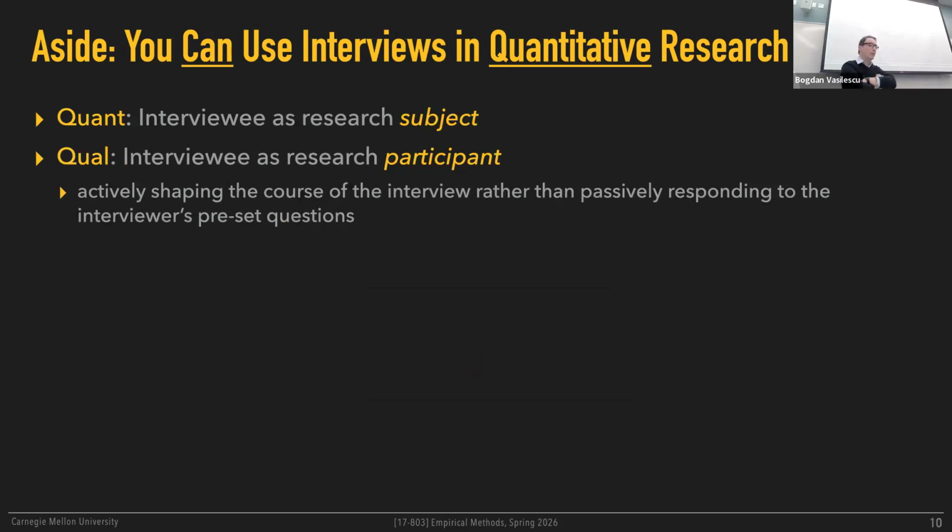So I guess on the same note, if you were to use interviews in quantitative research, that means you'd probably be treating your interviewee as the research subject. Instead, in qualitative research, remember the social constructivist worldview, you're treating your interviewee as a research participant, not the subject onto which you administer your research, but rather an active participant in the research.